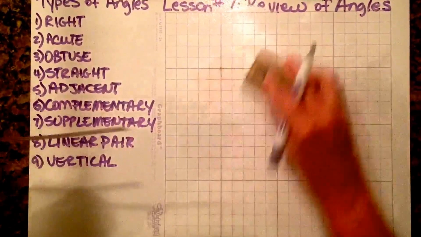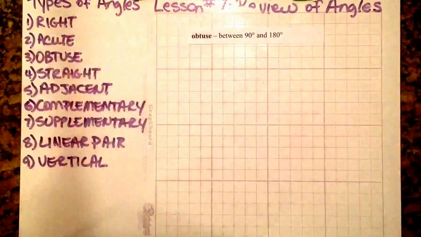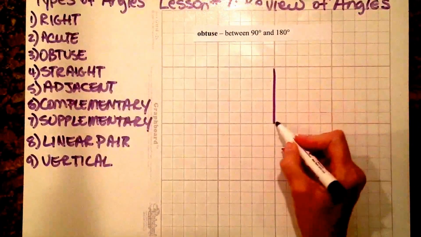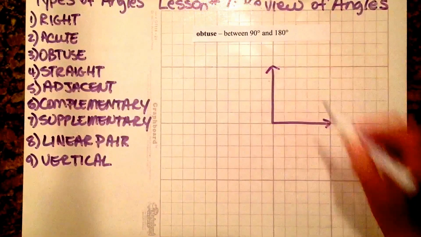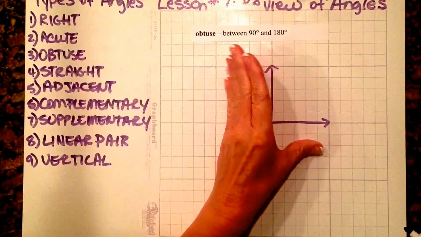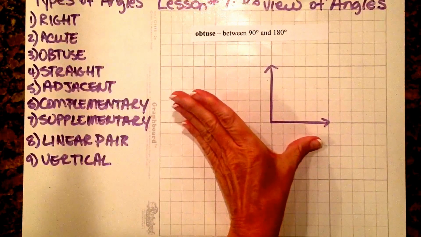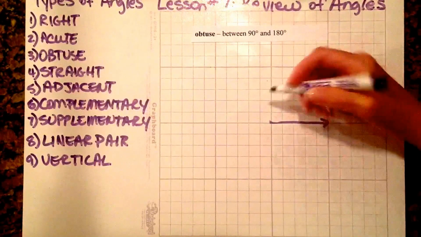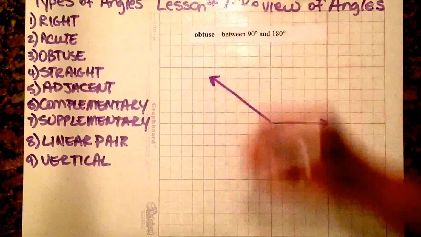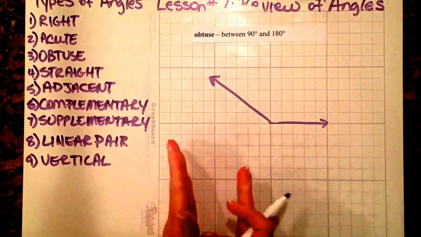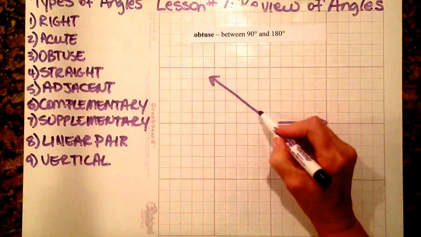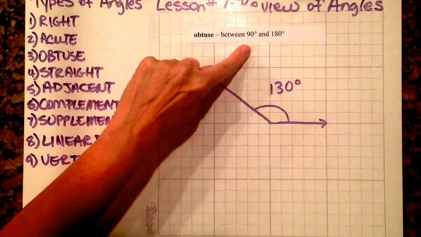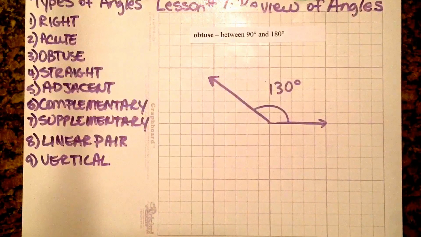The next one is obtuse angle. An obtuse angle is between 90 and 180. So if I take a right angle, I'm going to make it bigger. It's going to be wider. It's going to go out further. If I took this ray and opened it up a little bit like that, that's an obtuse angle. Think of obtuse, open. So this angle right here could be, let's say, 130 degrees. As long as it's between 90 and 180, it's an obtuse angle.